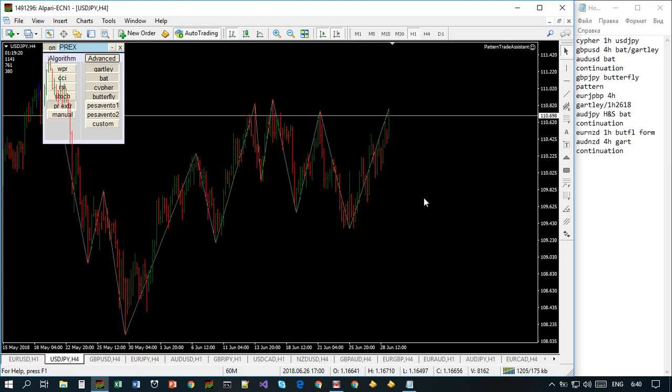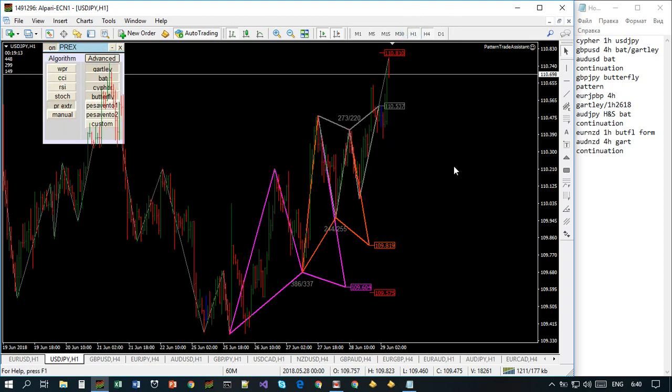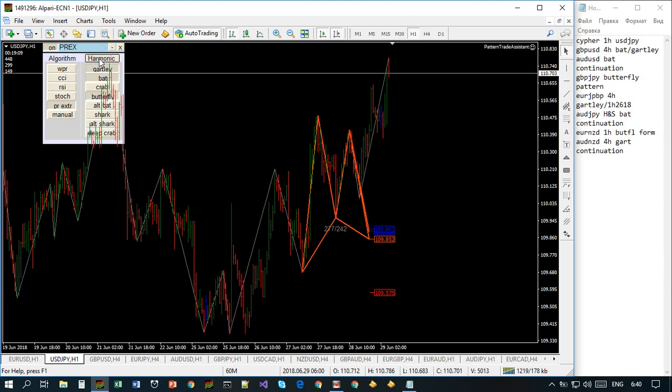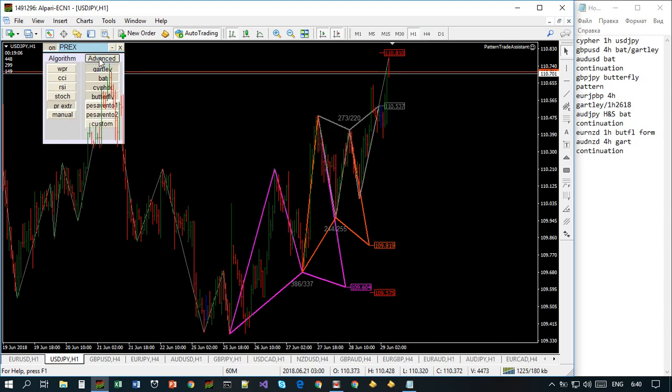Switch to the next one. 4-hour dollar yen, advanced nothing, harmonic nothing. 1 hour. Okay, advanced is nothing, harmonic is nothing. Okay, nothing that is selling right now.